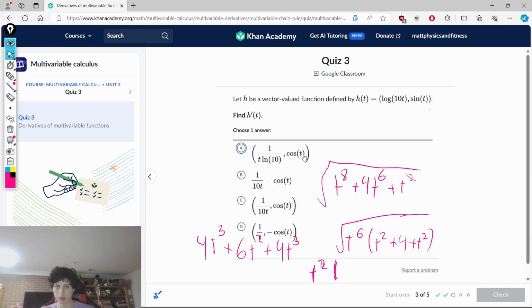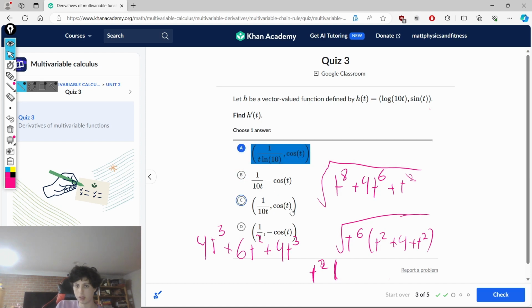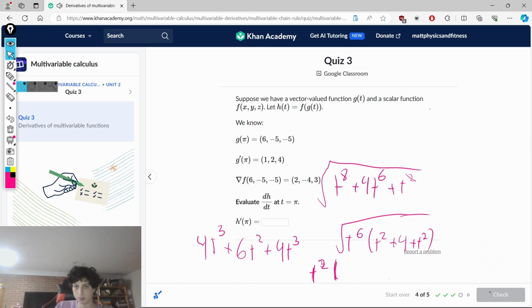Next question. Let h be a vector valued function defined by h of t equals log 10t, sine t. Find h prime of t. That's not that hard, right? It's just you take the derivative of each one separately. Nothing too crazy. Oh, it's log. Oh, I see. It's a log 10. I think it's that. To be honest, I don't really understand how. I don't remember how to take the derivative of log, but nice.